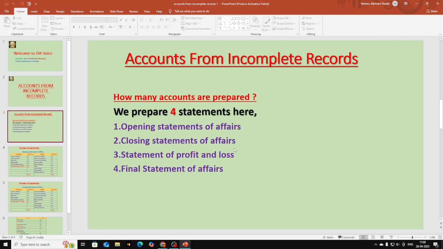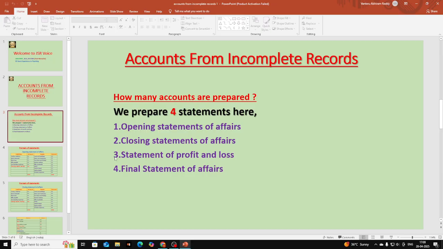If we prepare this statement, what can we find out? We can find out closing capital. So, if we prepare closing statement of affairs, we are going to find out closing capital. Closing capital is also called capital at the end of the year. Hope this point also is clear for everyone.